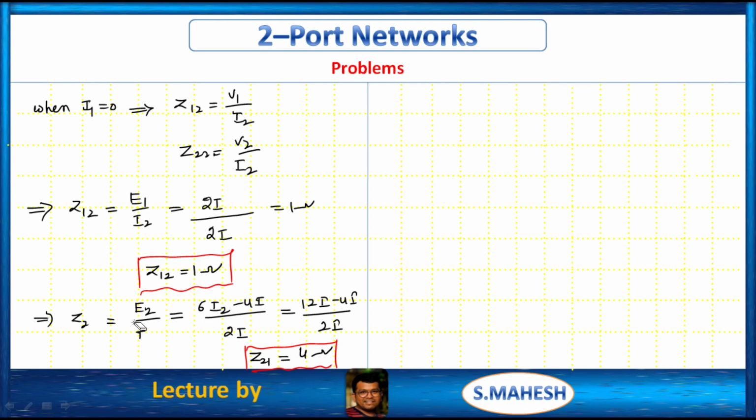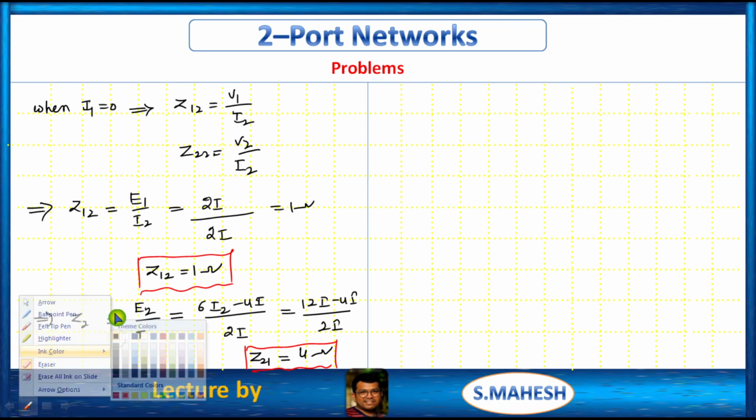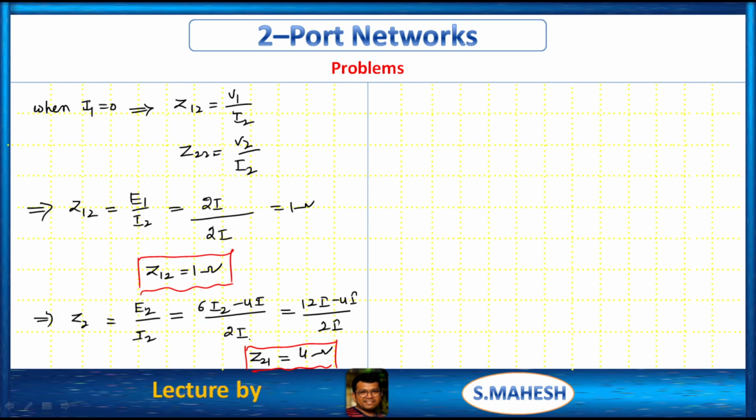Z12 completed, next Z22, right? E2 by I2. This is 2.